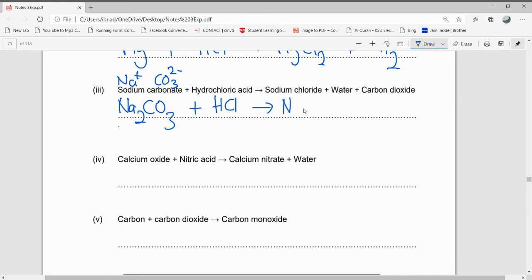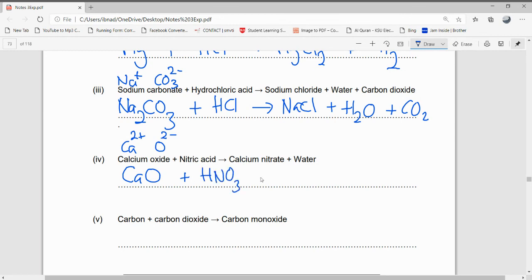Sodium chloride again, we eat sodium chloride every day. It's actually table salt, plus carbon dioxide. Calcium oxide is made up of calcium ion and oxide ion. Nitric acid is HNO3. Calcium nitrate, Ca(NO3)2, plus water H2O.